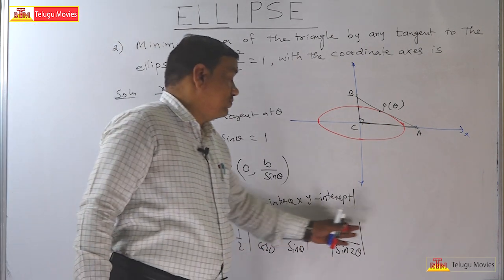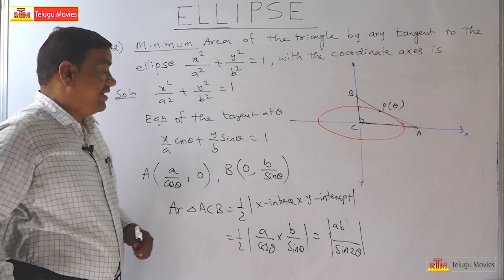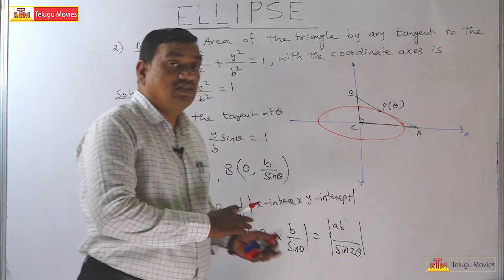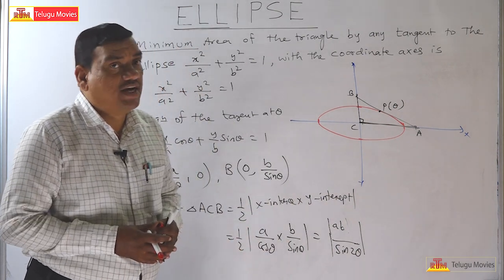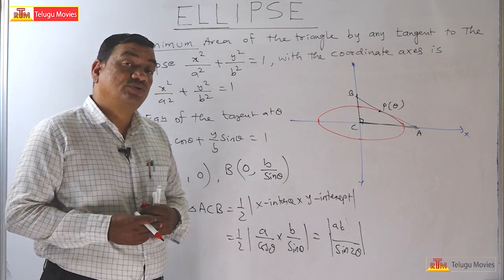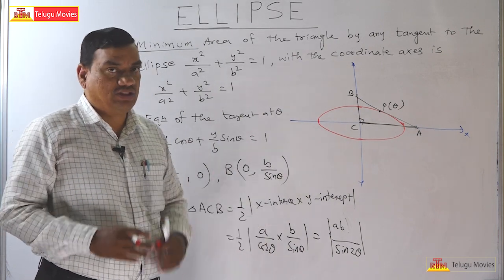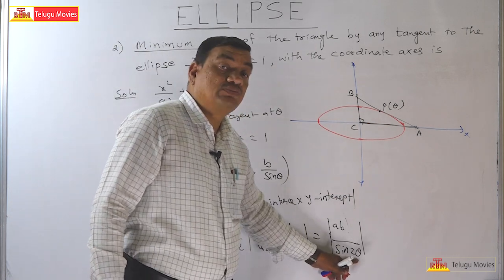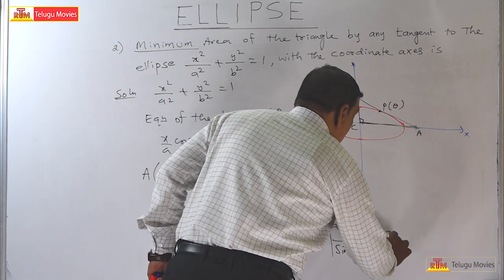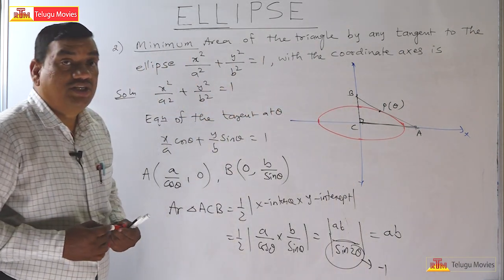What is its minimum value? He is asking for the minimum area. The minimum area depends upon theta, on the sin 2 theta value. The minimum value of sin 2 theta is -1. From trigonometry, we know that the maximum value of sin theta is 1 and the minimum value is -1. So, let us take sin 2 theta as -1. So, ab by -1, the modulus of ab is equal to ab.